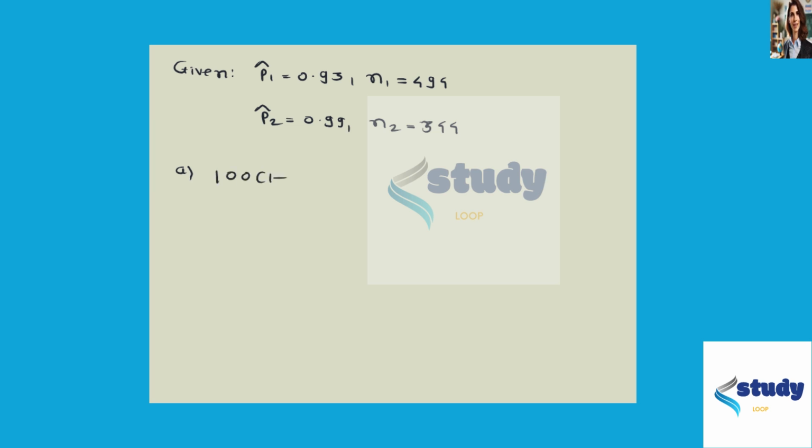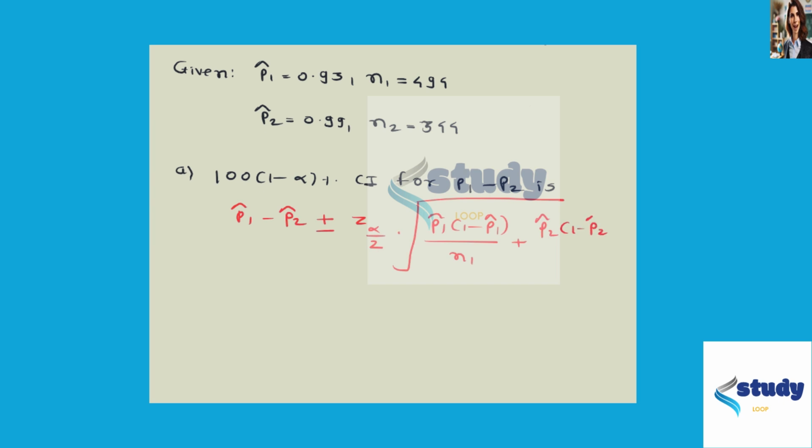So the 100 into 1 minus alpha percent confidence interval for the difference between the population proportions, that is P1 minus P2, is given as P1 hat minus P2 hat plus minus Z alpha by 2 into under root of P1 hat into 1 minus P1 hat divided by N1 plus P2 hat into 1 minus P2 hat divided by N2.